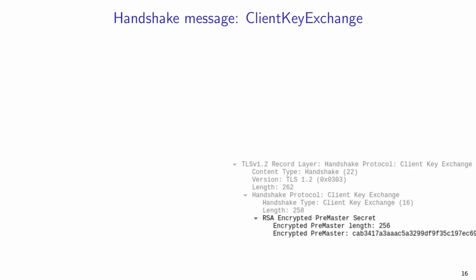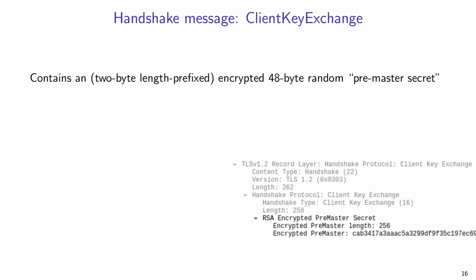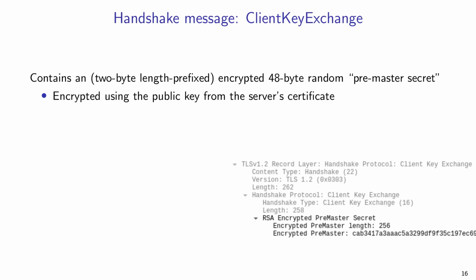The ClientKeyExchange message contains a 2-byte length prefixed encrypted 48-byte random key, which we call a premaster secret. This 48-byte premaster secret is encrypted using the public key from the server certificate. In the case of RSA, it is encrypted according to the PKCS1 version 1.5 standard, the same padding scheme you implemented in the RSA homework.